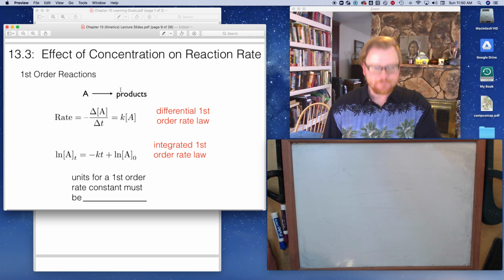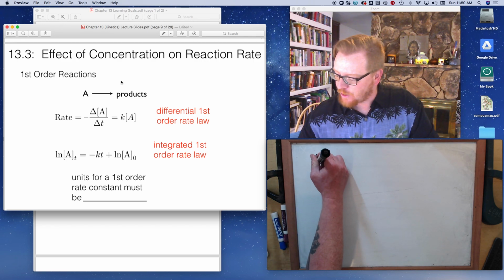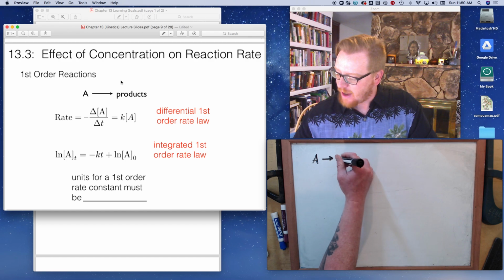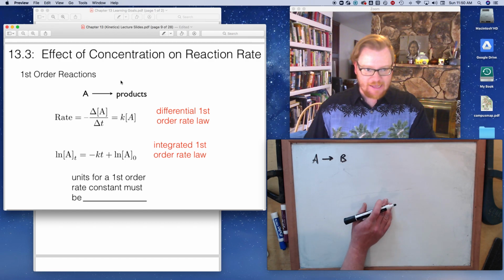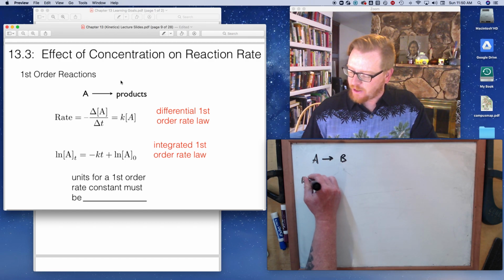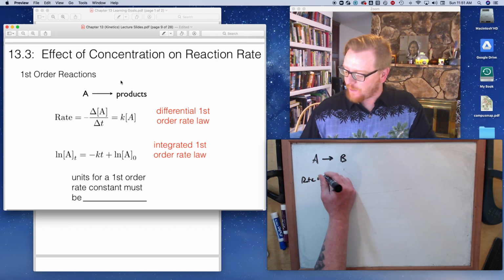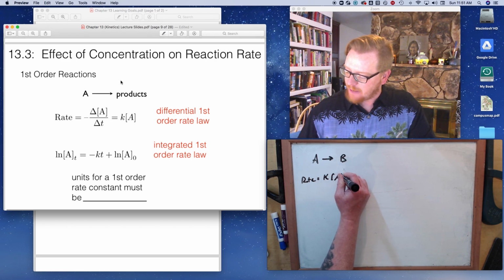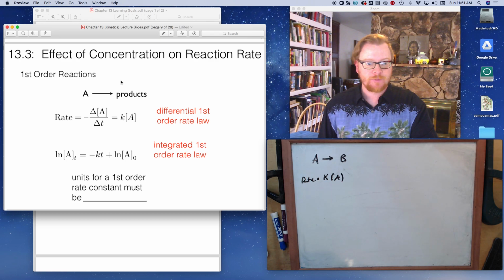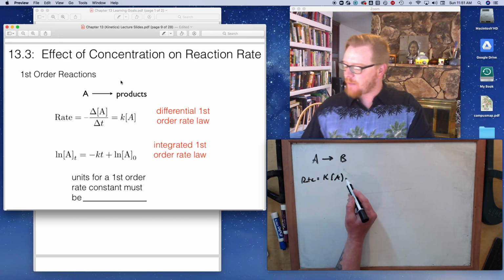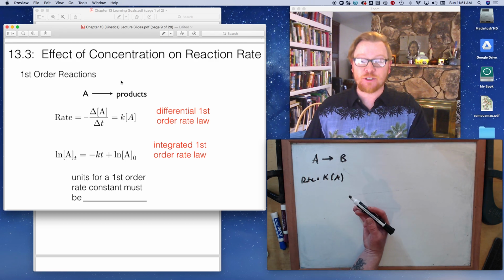Okay. And so that would maybe go A becomes B or something like that. All right. And we've already looked at the data. We know that this is k times A raised to the first power. So this is called my rate law, or often my differential rate law.